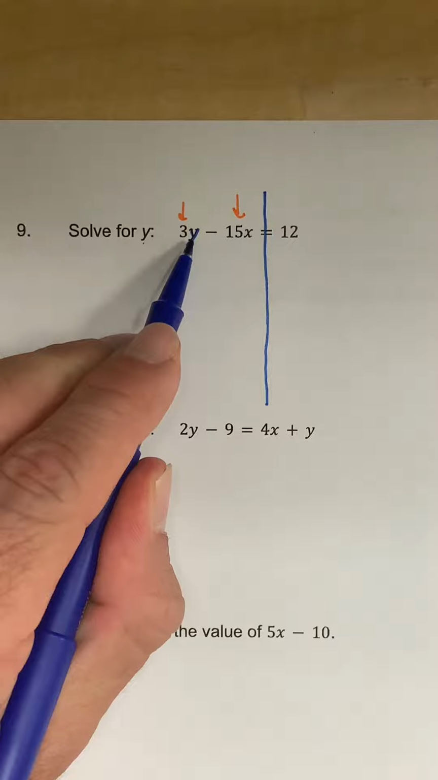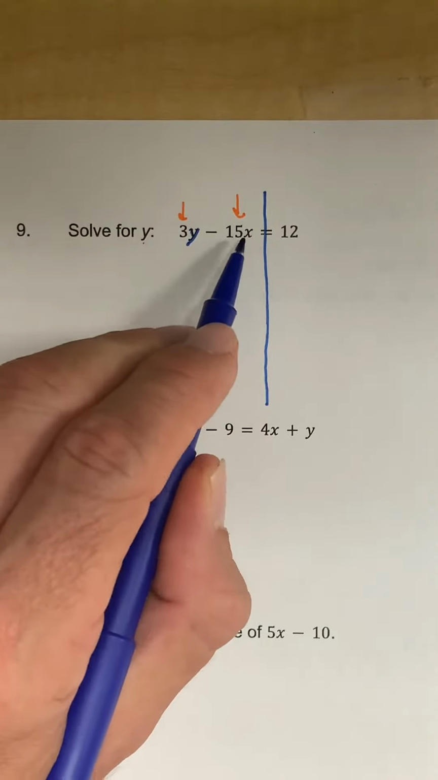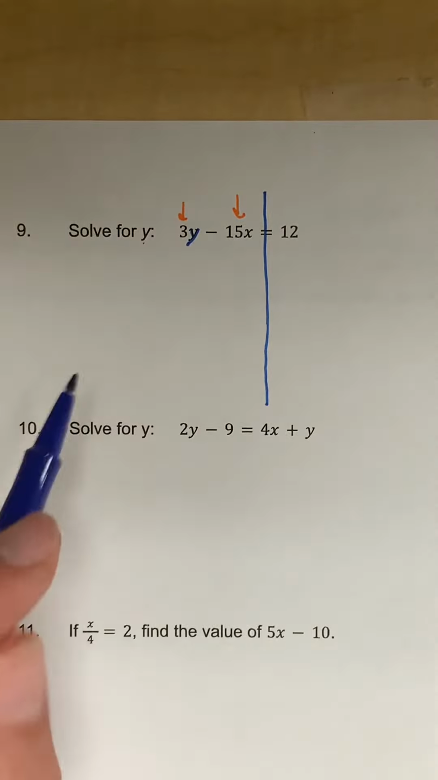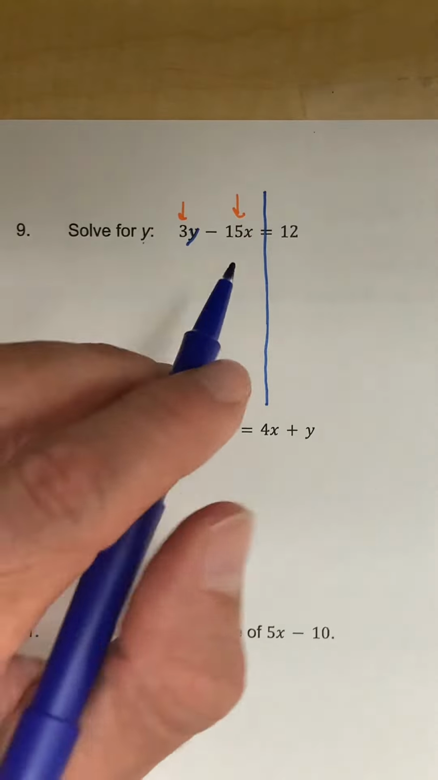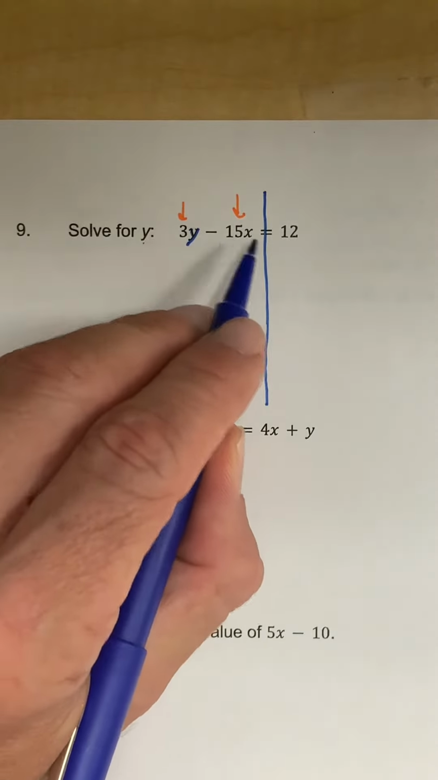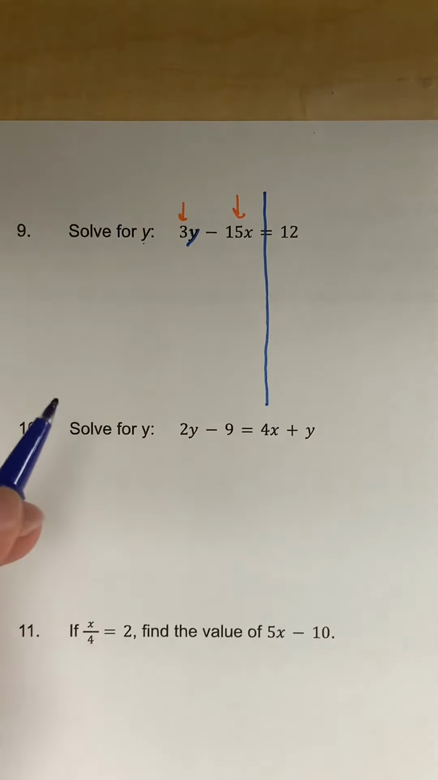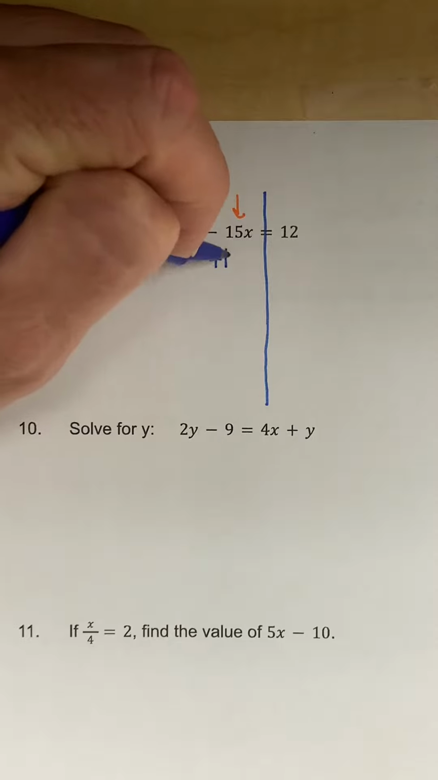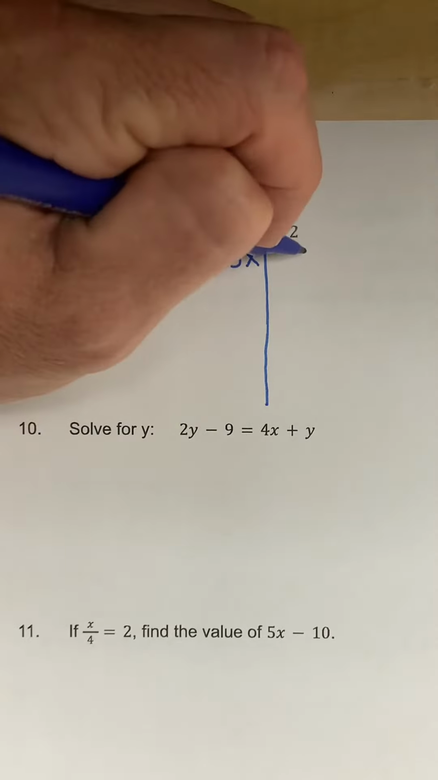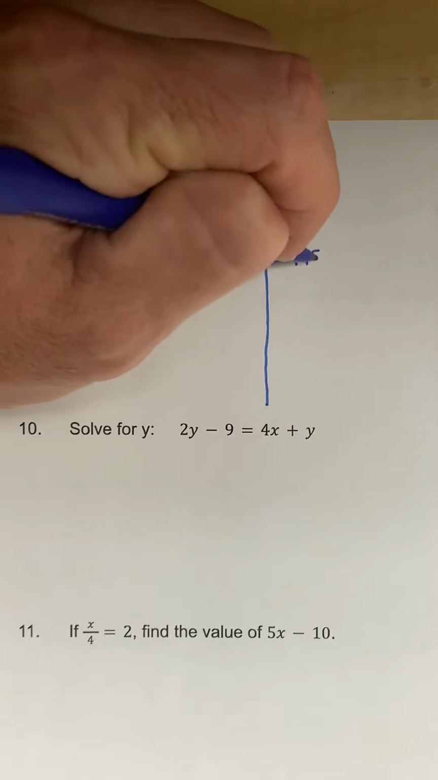This 3 is connected to the y, and the minus 15x, this is not connected to the y. You always move the one that's not connected first. So we're going to take the minus 15x, move it to the other side. We'll do that by doing the opposite. The opposite of a minus 15x would be to add 15x's. So we'll go plus 15x, plus 15x.